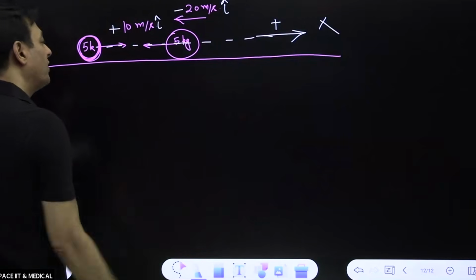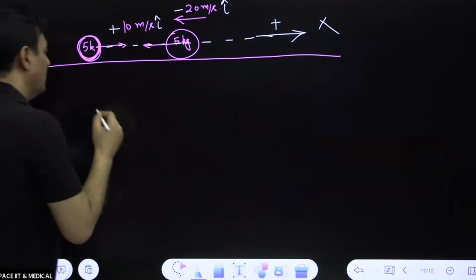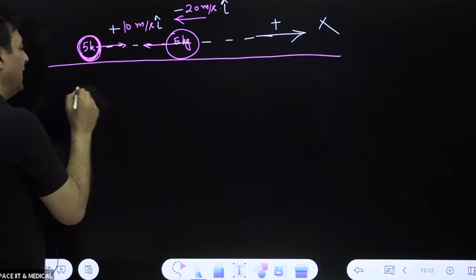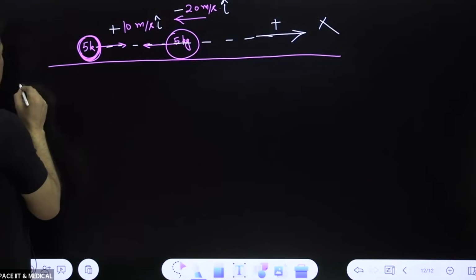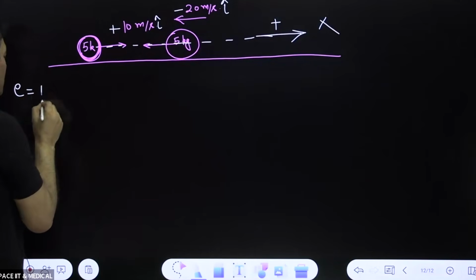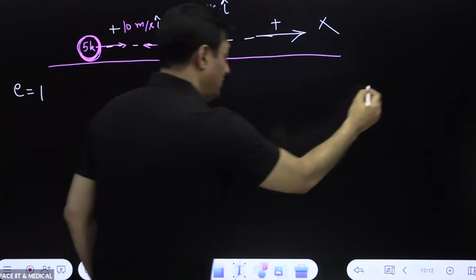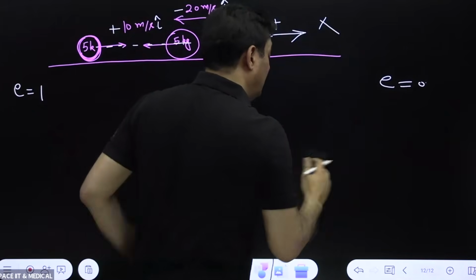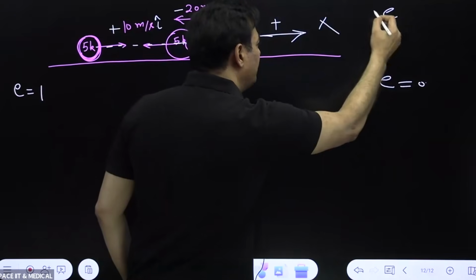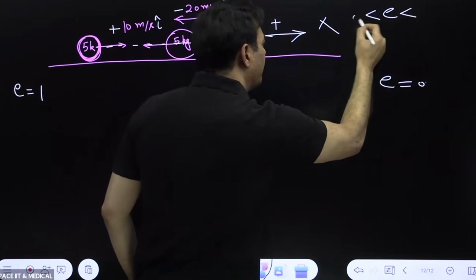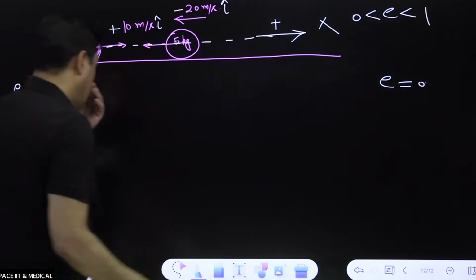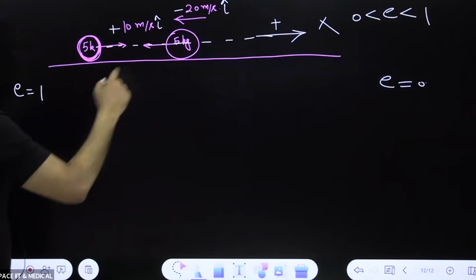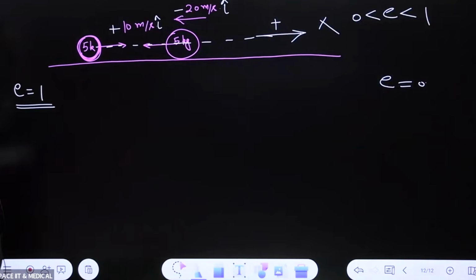How do we solve such problems quickly? Let's see. This is a perfectly elastic collision. For perfectly elastic collision, E is 1. For perfectly inelastic collision, E is 0. And for in between, in inelastic collision, E lies between 0 and 1. I am right now in this case telling you E is 1, perfectly elastic collision.